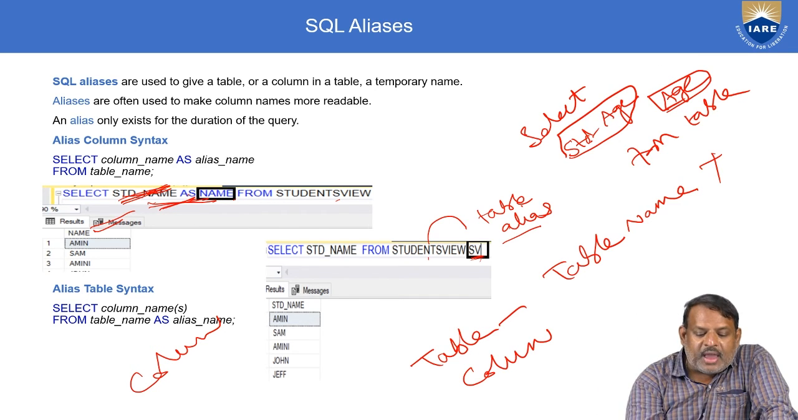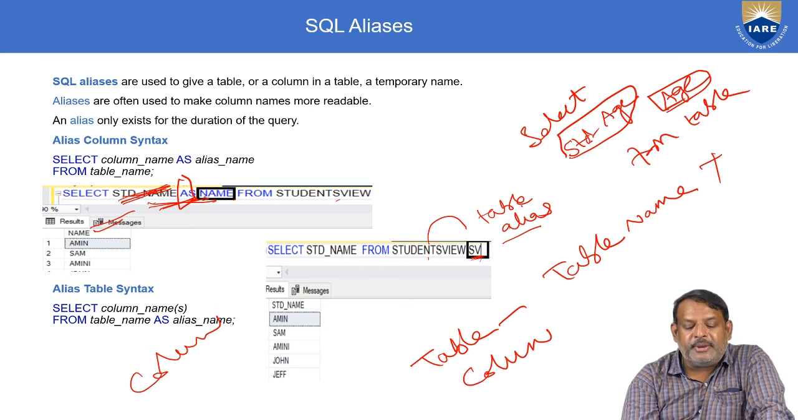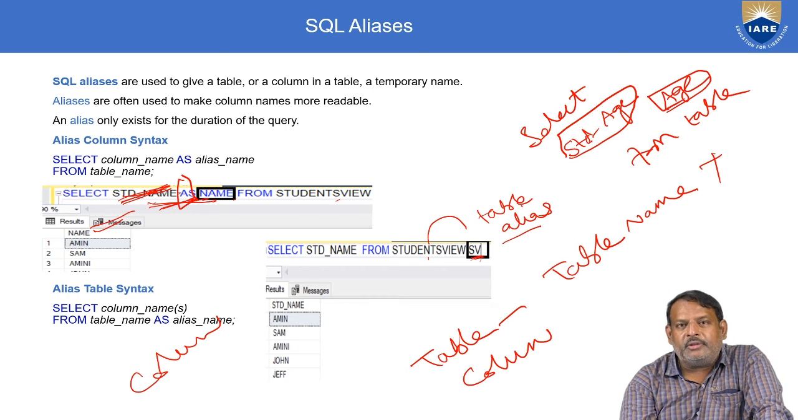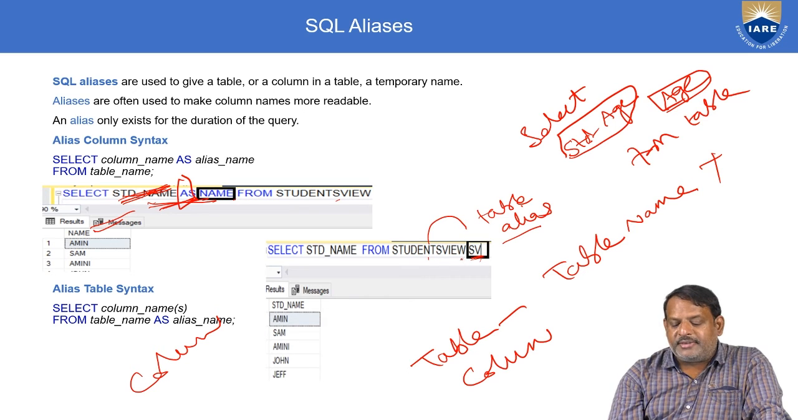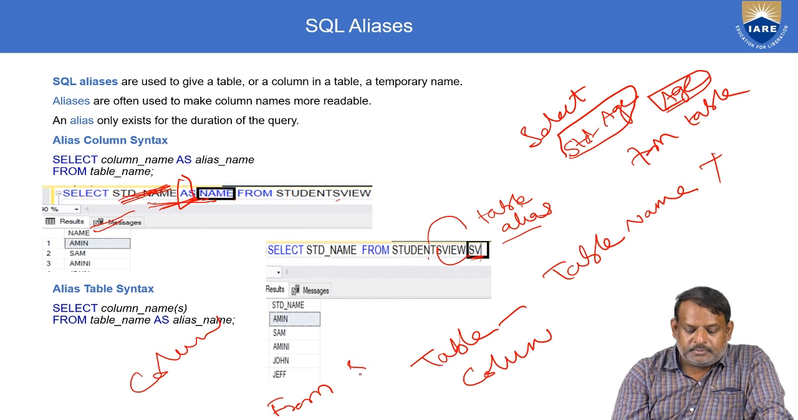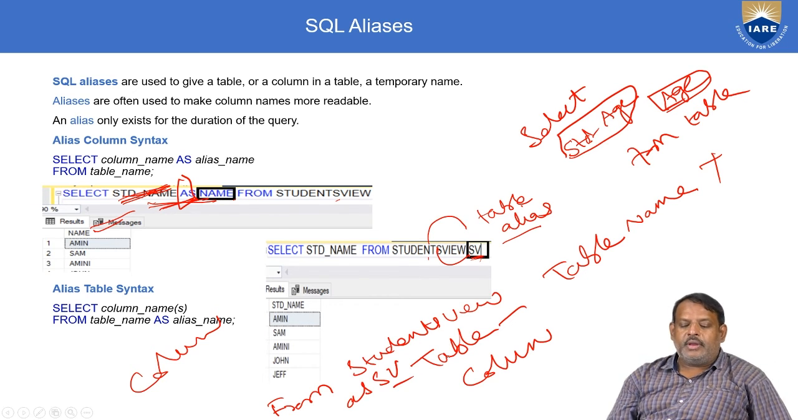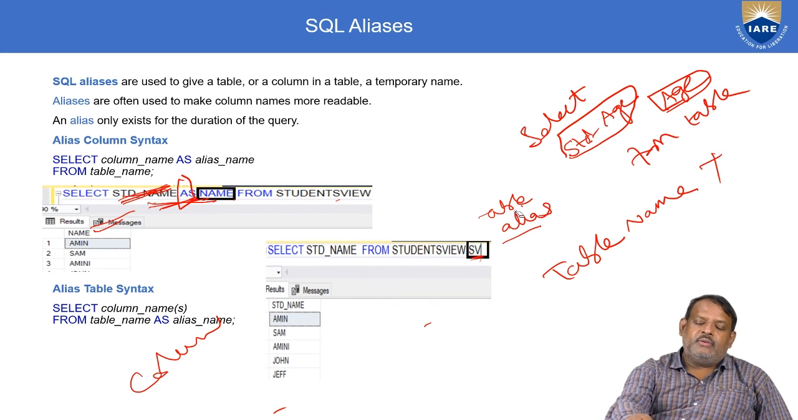So instead of using AS, I can also keep an empty space between the actual name and the new name. It is also a column alias. Similarly here, student view is the table name. If I say space SV, then SV is the table alias. It is similar to writing from student view as SV. Okay, here we have seen what a table alias and a column alias are.